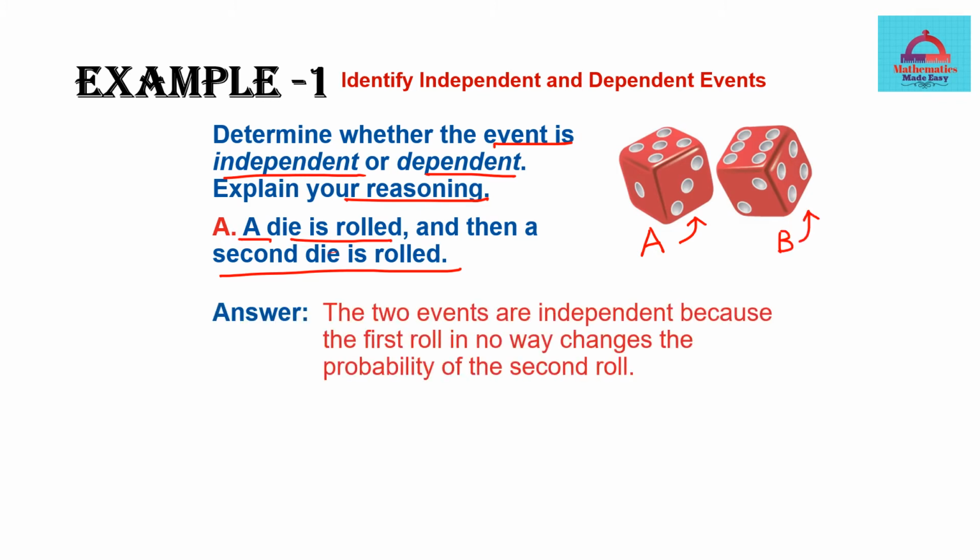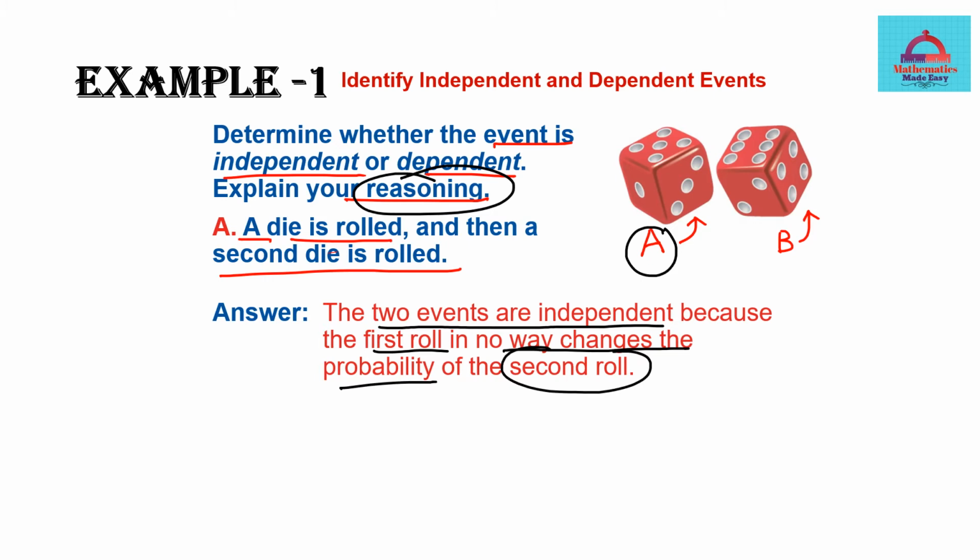Now, definitely these are two different dice. So the probability of getting any number on the first die, that is event A, and the probability of getting any number on the second die, they're not related to each other. They are two different dice. So these events have to be independent. And the reason you can give is that the number coming on the first die, your event A, in no way changes the probability of the second roll or the second die. So these two events A and B are independent.